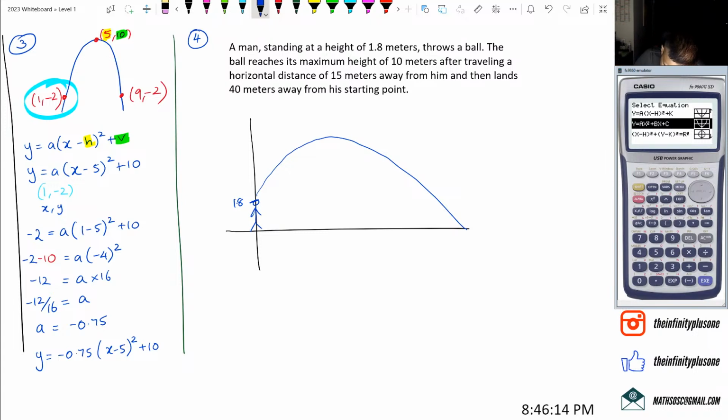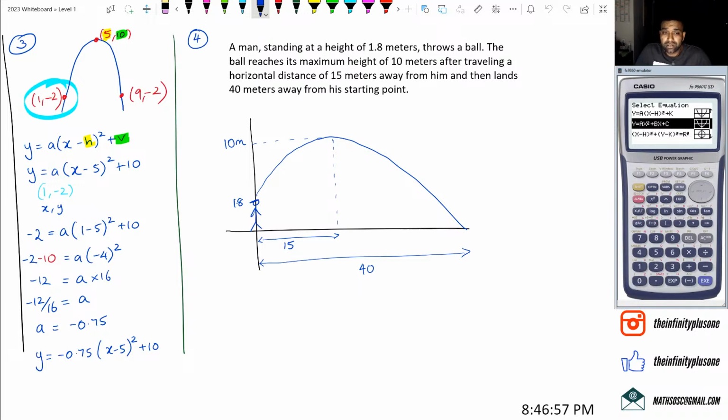Now it says that it reaches a maximum height of 10 meters at, what is it, a horizontal distance of 15 meters. So from here to here is 15. Then it lands 40 meters away from his starting point. So this up to here is 40. Now I'm going to pause here for a second and ask you guys, do you understand the diagram that I've drawn here? All I've done is taken the word question and converted it into a diagram. Okay, that's one yes. Cool.